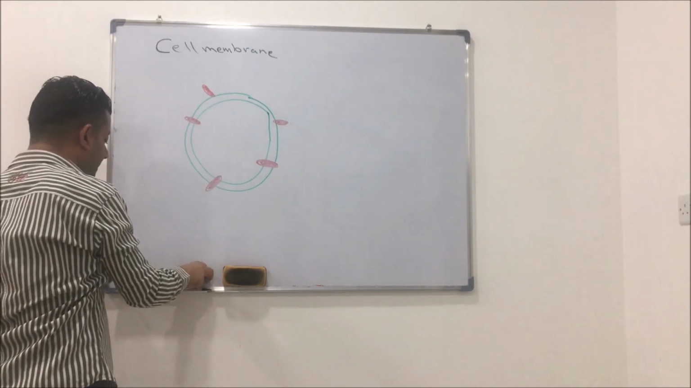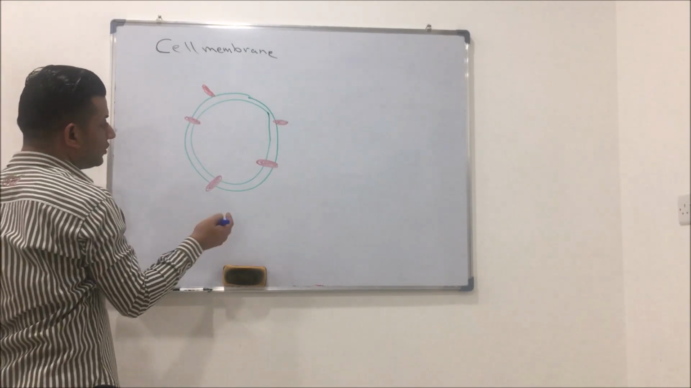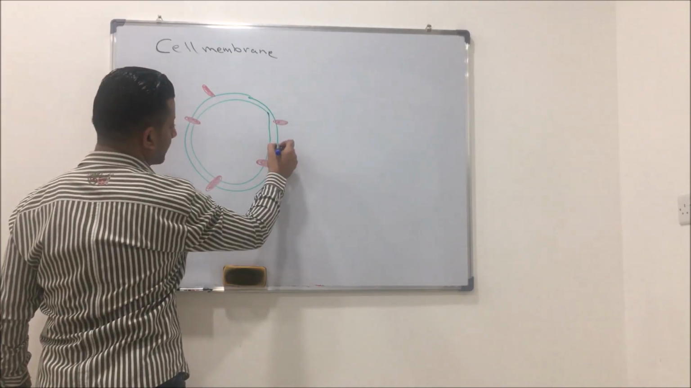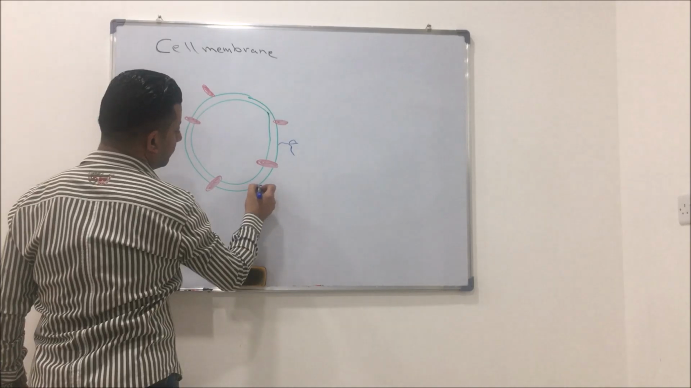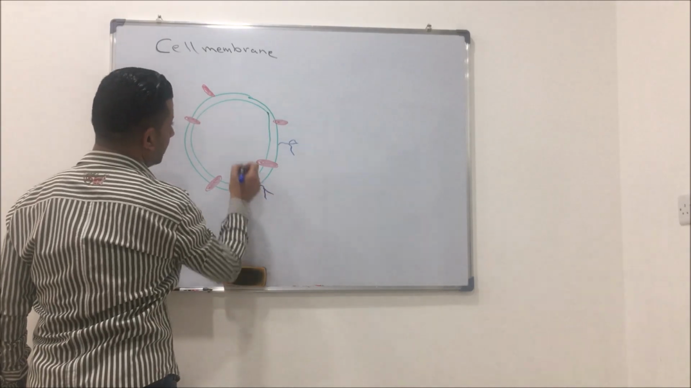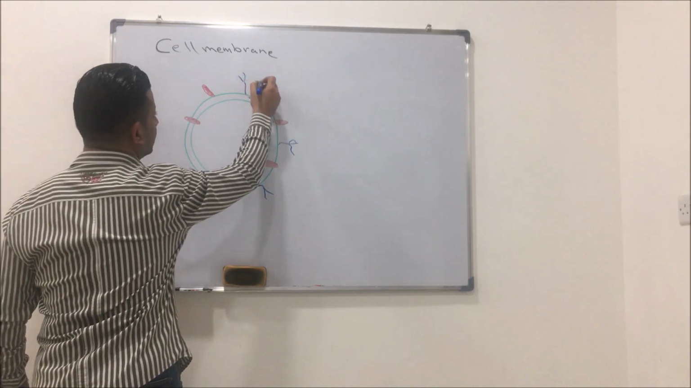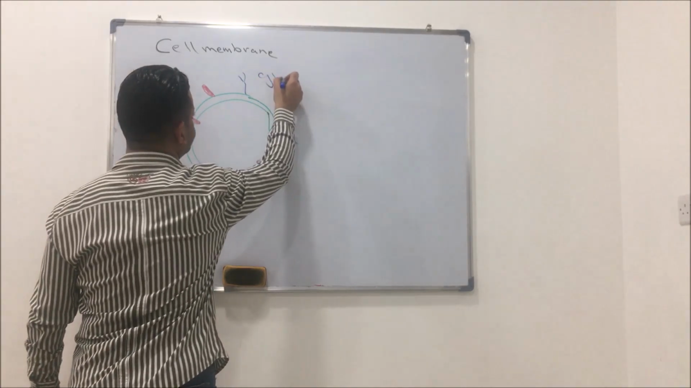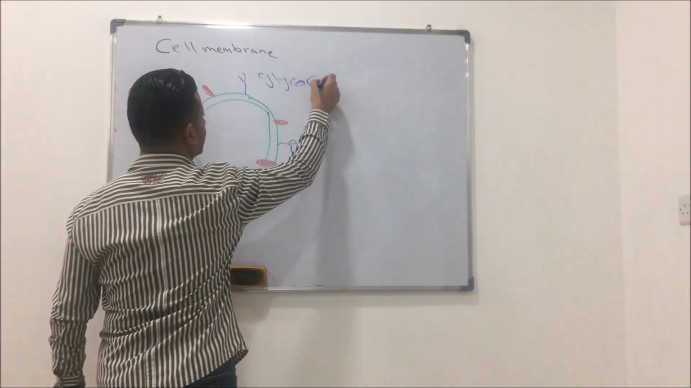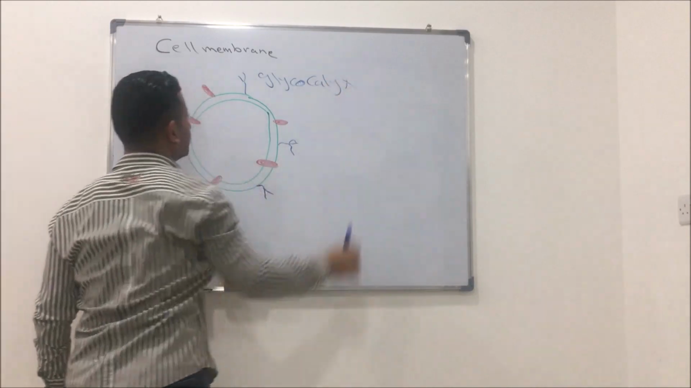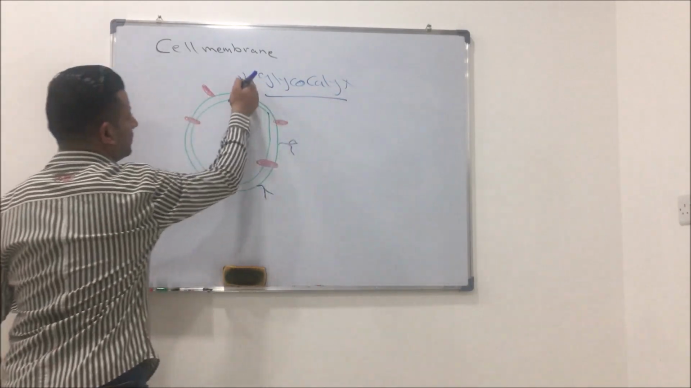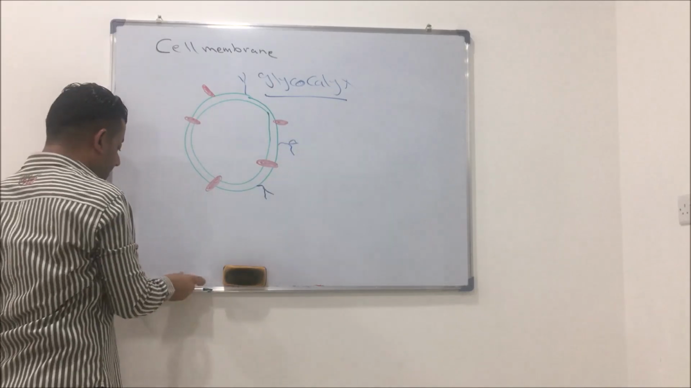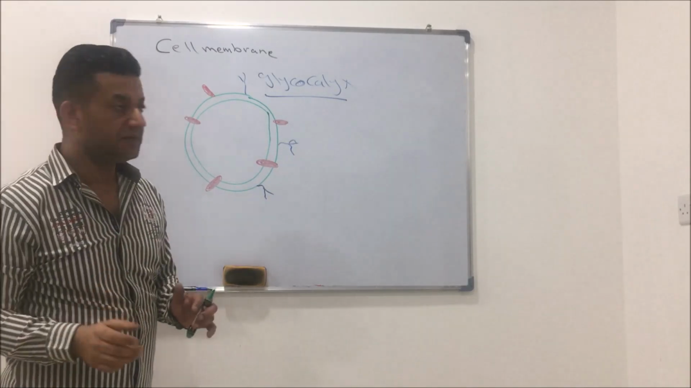In addition to the proteins, there is also what is called the carbohydrate of the cell membrane, or the glycocalyx. The glycocalyx, of course, is the carbohydrate of the cell membrane.